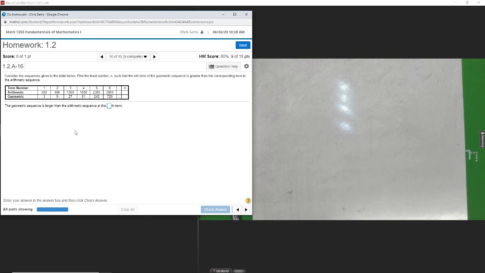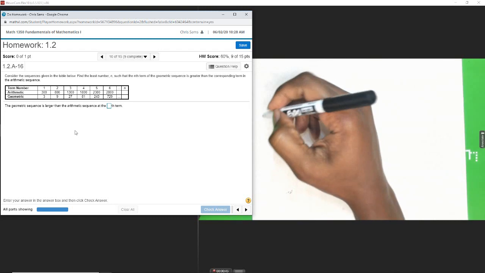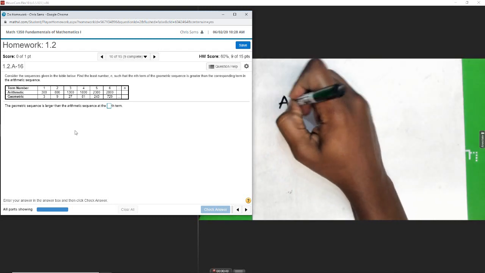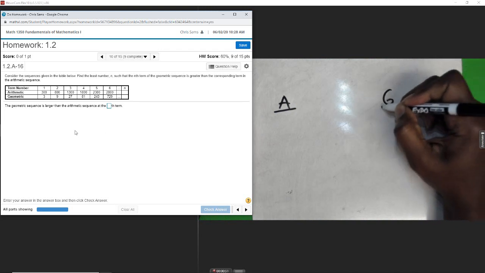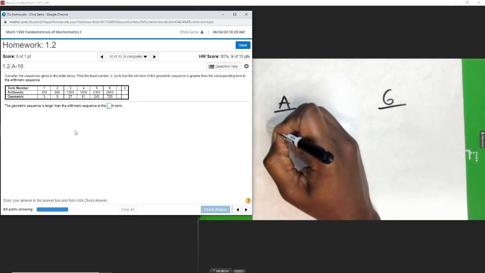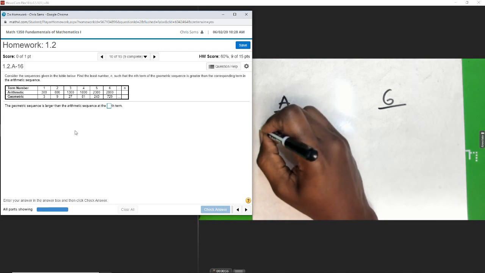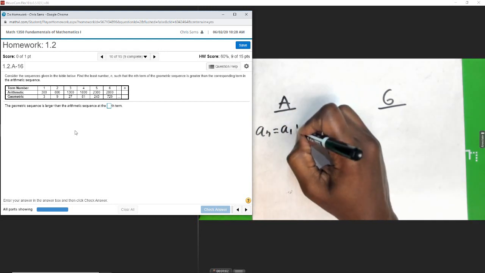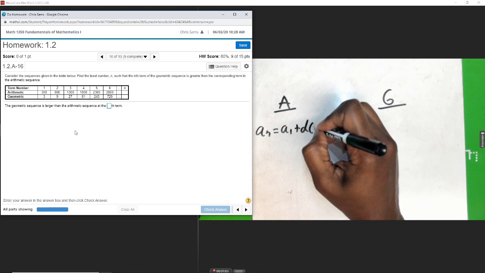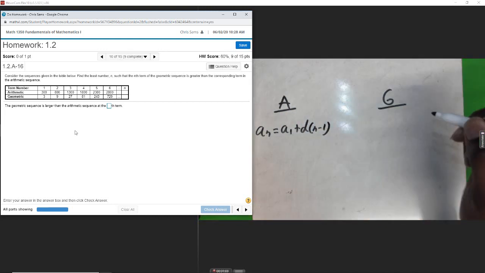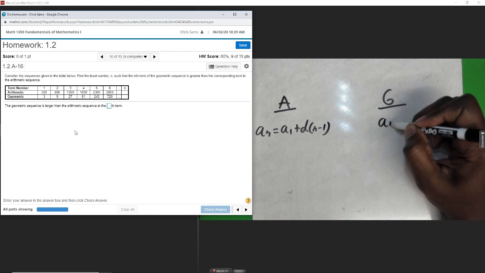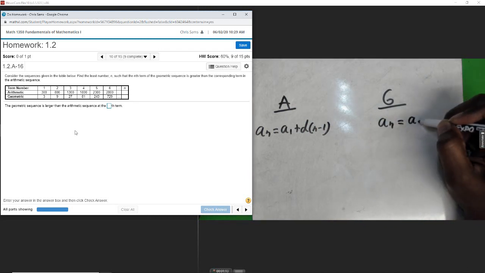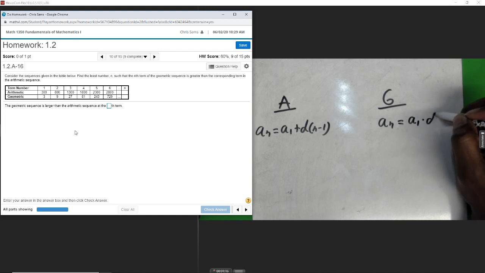Since they have already told me that it's geometric and arithmetic, I know the type of formulas I'm going to need. These are the formulas we're going to be using. Arithmetic is a_n equals the first term a_1 plus the difference times n minus 1. Geometric is a_n equals the first term a_1 times the common ratio raised to the n minus 1 power.